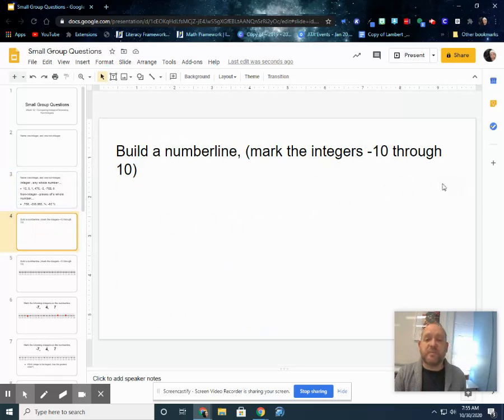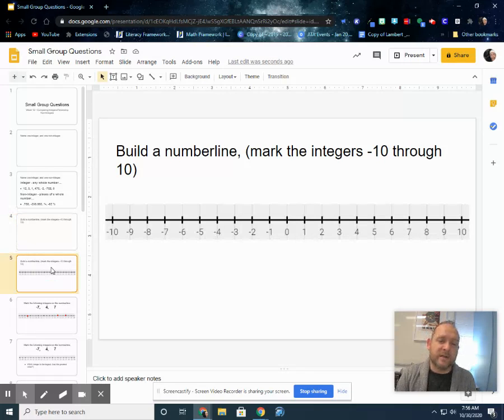Next thing I wanted you to do was build a number line, and I suggest you do this as we work through the video. So I'd like you to pause the video right now and make me a number line. I want you to mark the integers negative 10 through 10. You need to be able to do this for your 8-step test on Friday because it's a great way to compare integers, which you will be needing to do. So go ahead and pause the video, make yourself a number line. I need negative 10 on one side and 10 on the other, and I need you to mark all the integers in between.